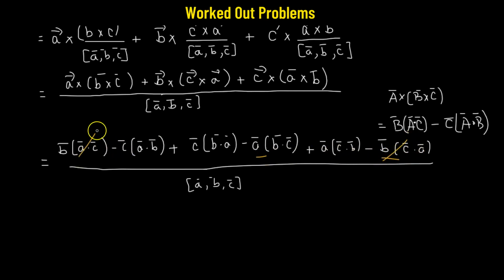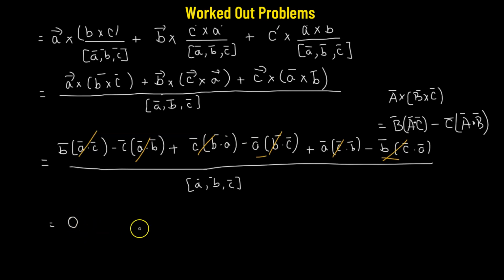So this will cancel out. The second term, negative C vector multiplied to A dot B, so the second term and the third term cancel out, and the fourth term and the fifth term cancel out. That means in the numerator we only have 0. So that means this entire fraction goes to 0.